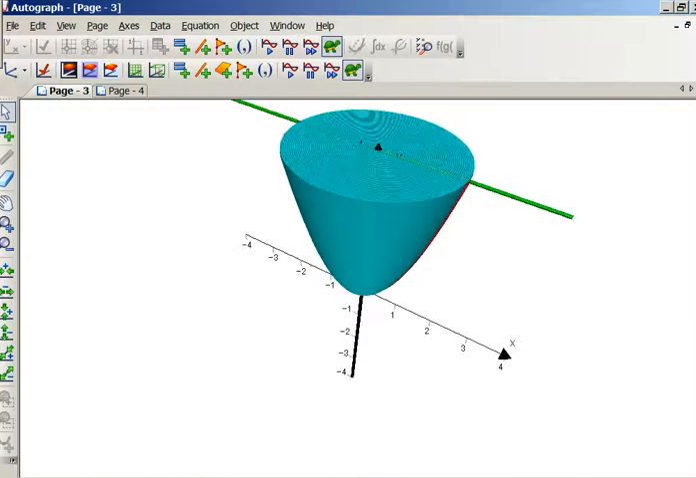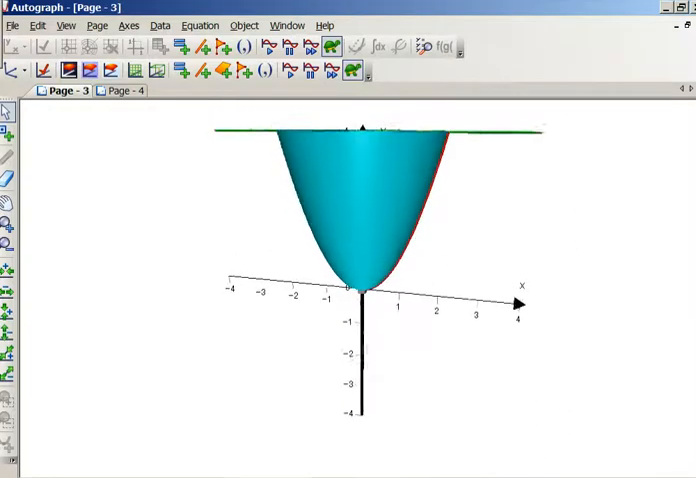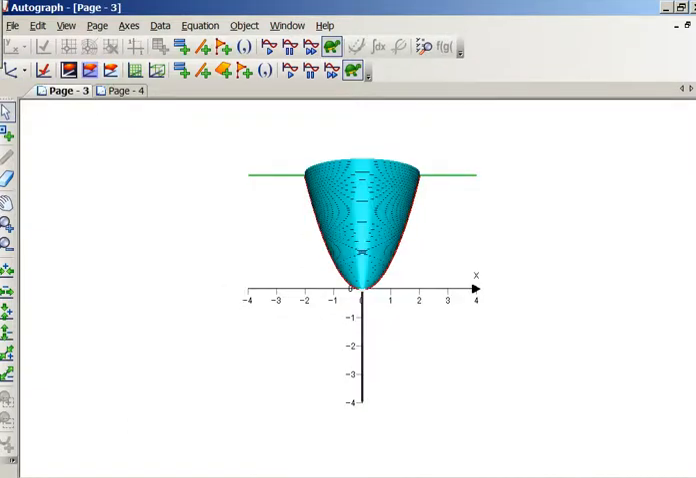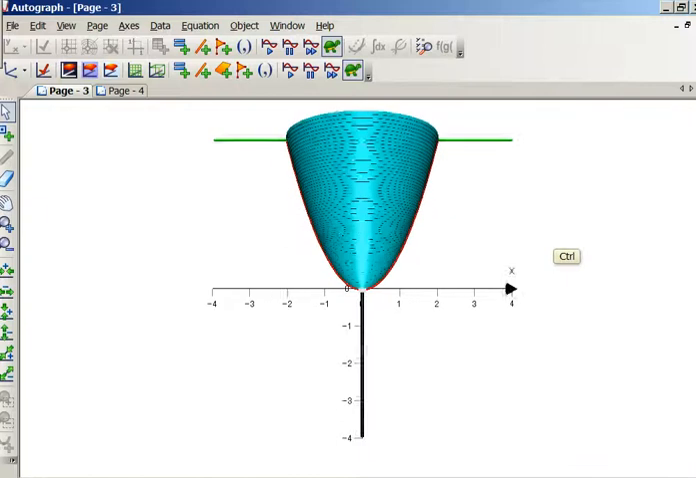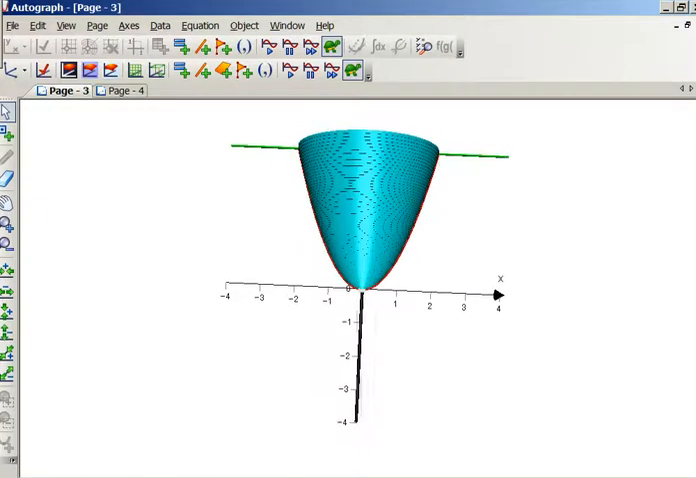And the object here is to find the volume of that shape. And in order to do that, we're going to use some calculus, integration, and we're going to slice that shape up into a bunch of cylinders. So let me take you back to the work page and show you how that's done.